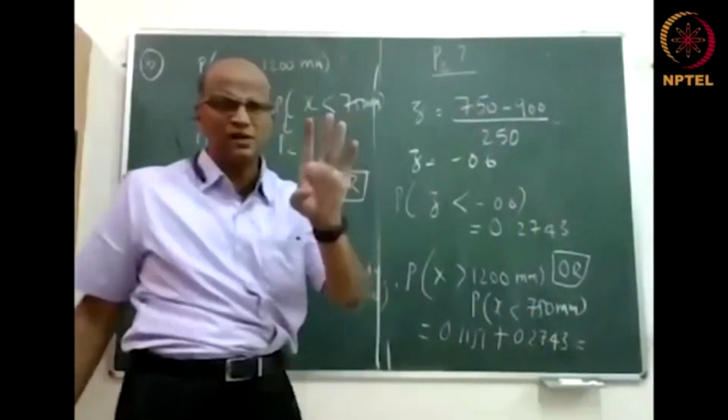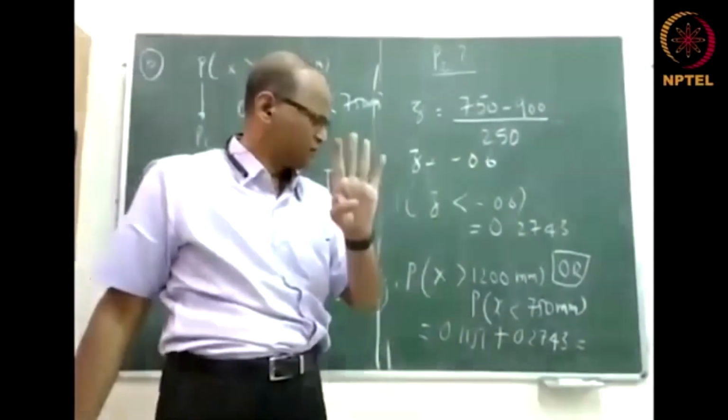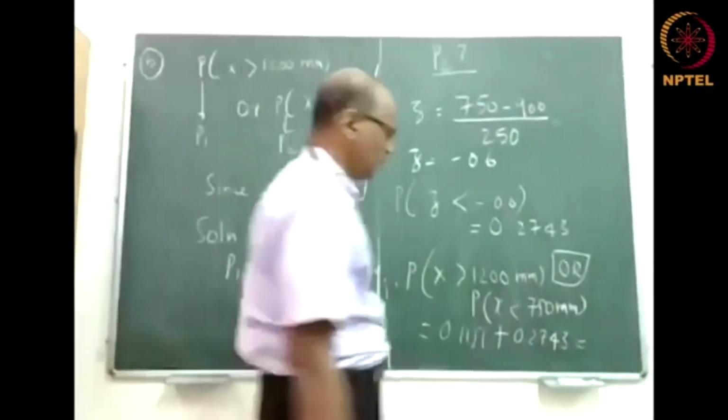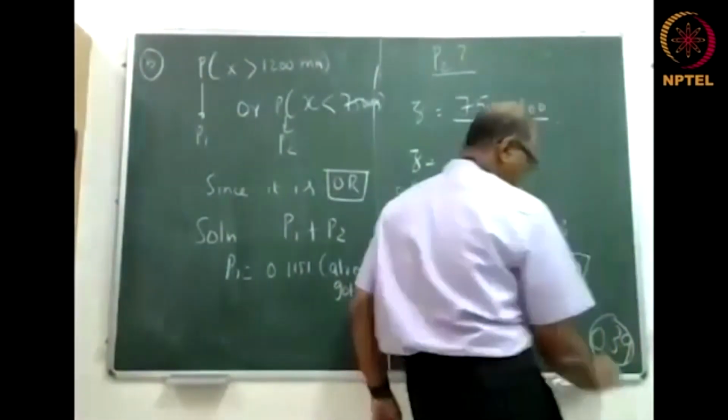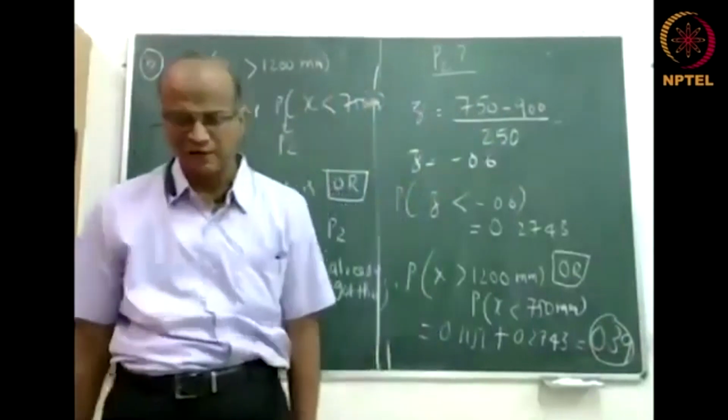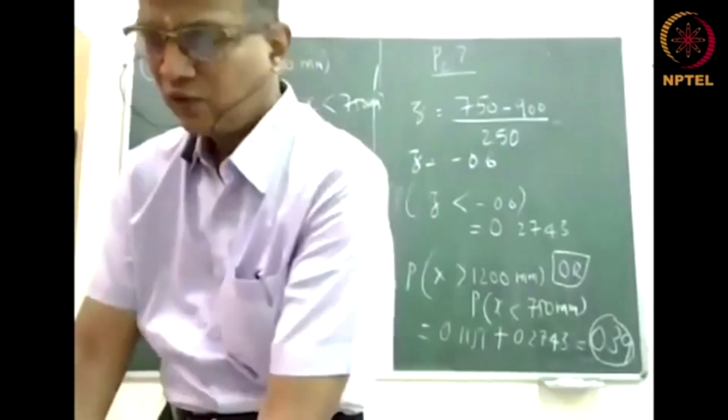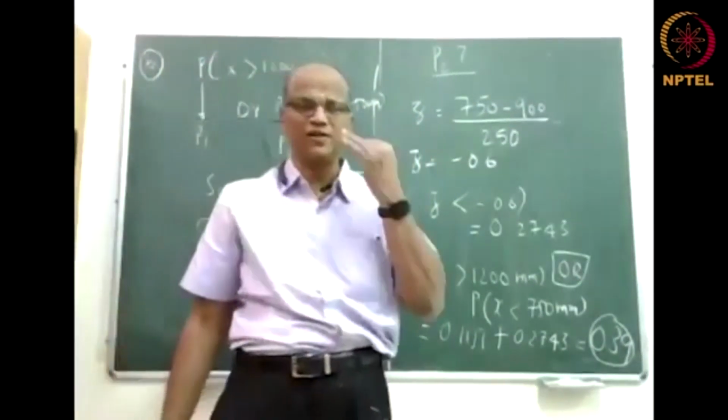How much is it? 40%. 0.3894. Around 40% chance. Okay, so now I can keep on torturing you further.